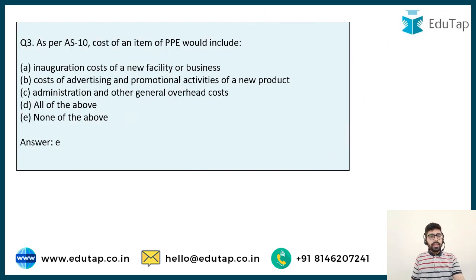So now we can easily answer this one, that all of these are not to be included in the cost of the property, plant, equipment. So the answer is option number E, none of the above.